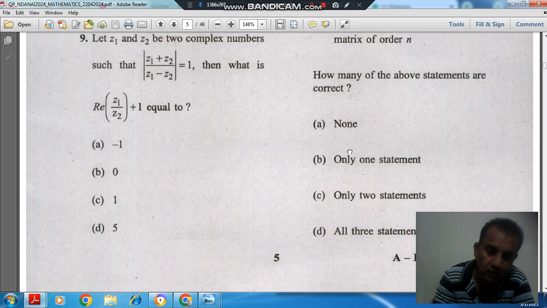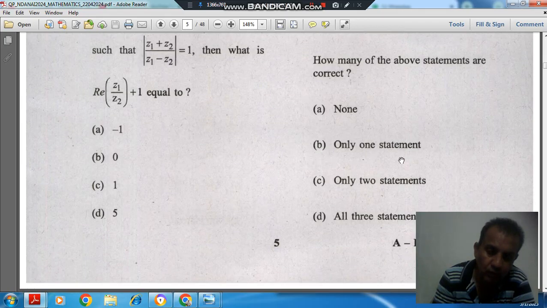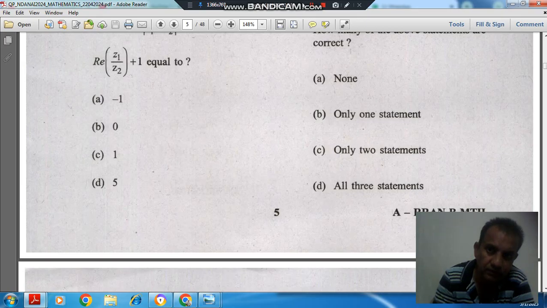Option A, none. Option B, only one statement. Option C, only two statements. Option D, all three statements.